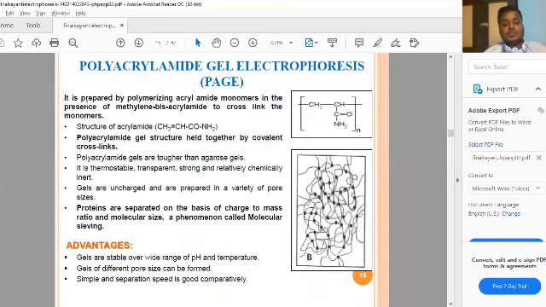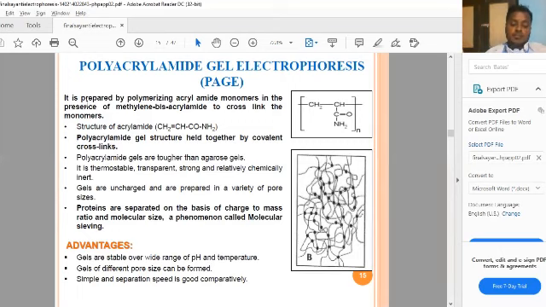Next one is polyacrylamide gel electrophoresis. It is called PAGE. The gel is formed by polymerizing acrylamide monomers in the presence of methylene bisacrylamide to cross-link the monomers. The polyacrylamide gel structure is held together by covalent cross linkage, so polyacrylamide gels are tougher than agarose gels. They are thermostable, transparent, strong, and relatively chemically inert, and can be prepared in a variety of pore sizes. Proteins are separated on the basis of the charge to mass ratio and molecular size, and this phenomenon is called molecular sieving.